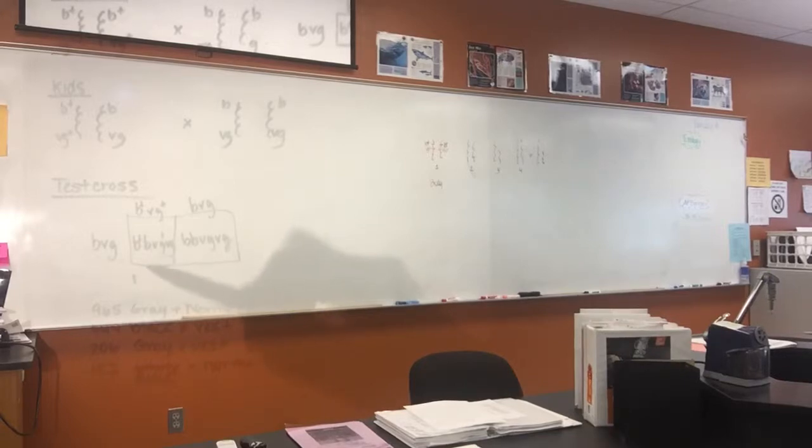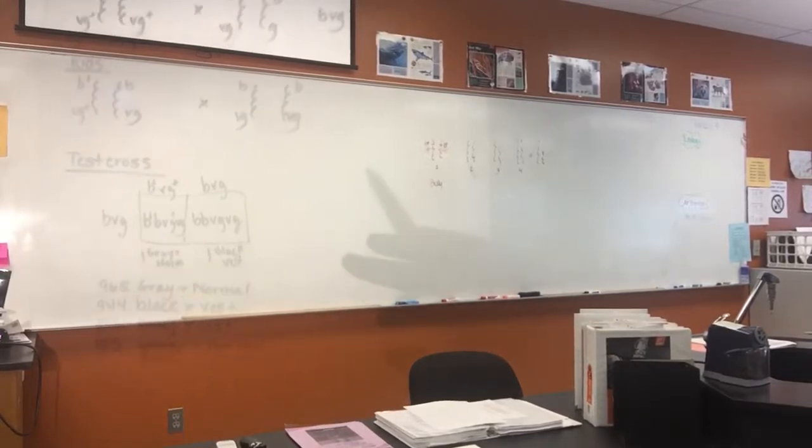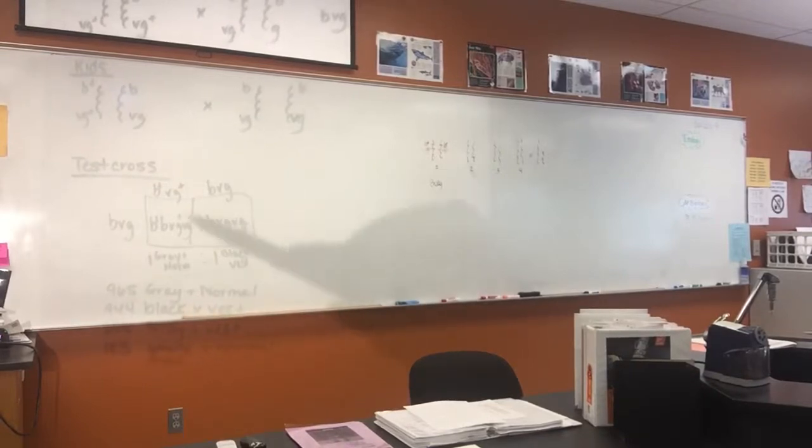So this one is going to appear gray and normal wings. This one would appear black and vestigial wings. So that's your phenotype ratio that we should get. And so those are the only two types of kids. And notice that these kids look like one of their parents. So literally you would expect 50% of their kids to look like this one, be gray and normal, and the other half look like this parent and be black and vestigial.